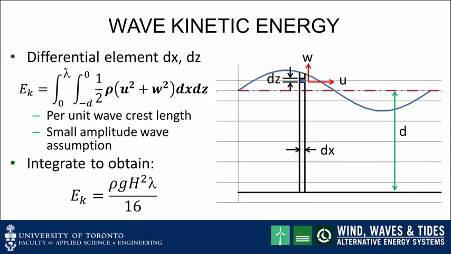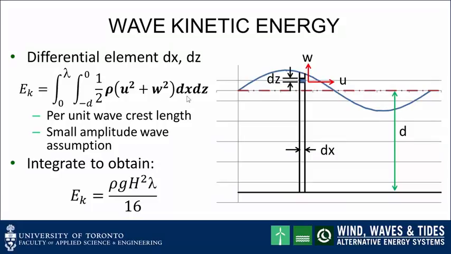Consider a differential element, the blue element shown here, which has the dimensions dx and dz. The element is moving in the x direction with velocity u, and in the z direction with velocity w. We can calculate the kinetic energy, which we know to be 1/2 rho v squared. That's per unit mass, so we then multiply by mass, which is density times volume. Here we have the resolved velocity term, u squared plus w squared.